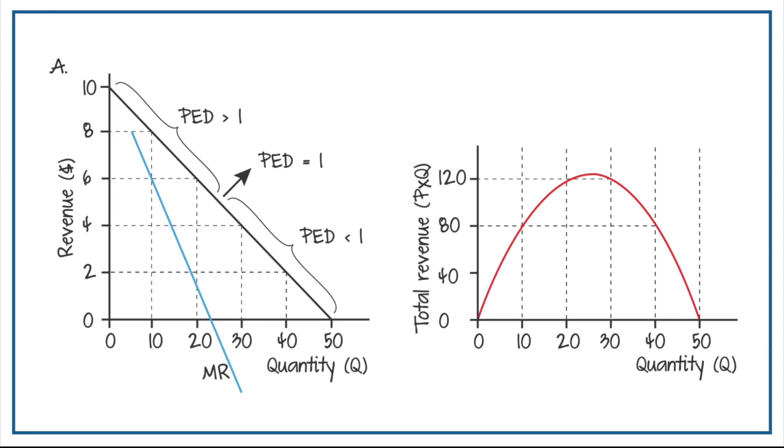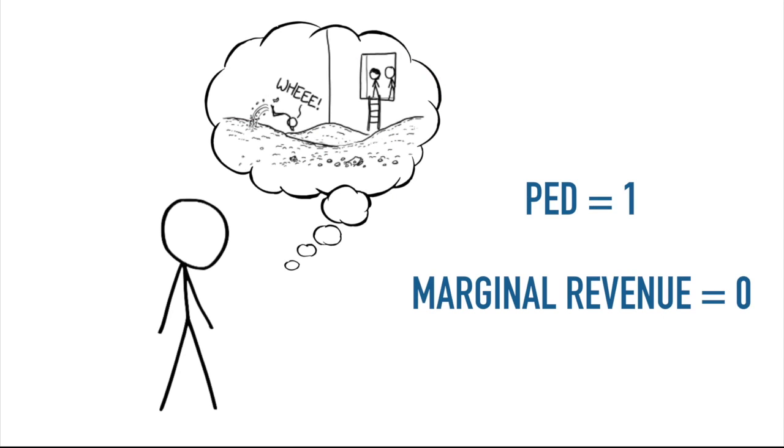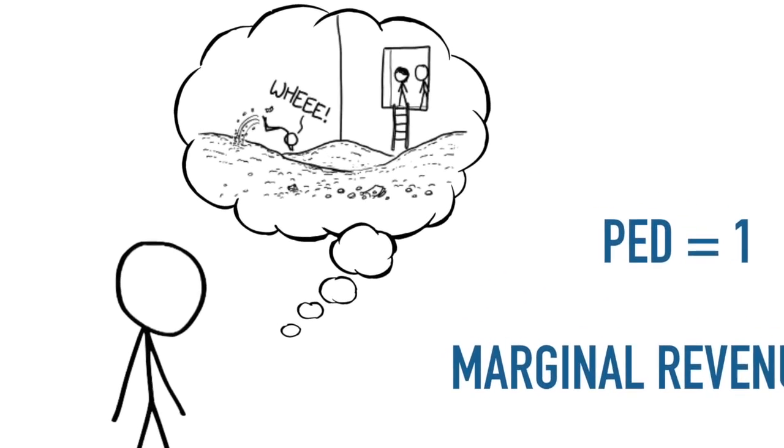Therefore, we can come to a conclusion on revenue maximization by plotting graphs for both total revenue and marginal revenue. By combining these graphs, we see that revenue is maximized when PED equals 1 and marginal revenue equals 0. Using this information, Tim can maximize his profit and finally achieve his dreams.